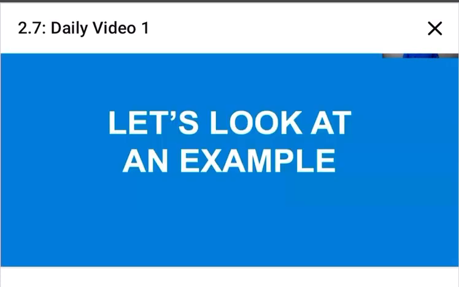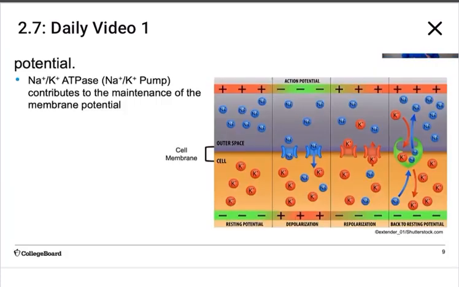So let's look at an example. The sodium-potassium pump helps contribute to the maintenance of the membrane potential. How does it do that? Well, it takes three sodiums and pumps them against their concentration gradient, as shown in the picture, to establish a concentration gradient of sodium. And then it also pumps two potassium ions the other direction to create a concentration gradient for potassium, but it's also creating membrane potential.